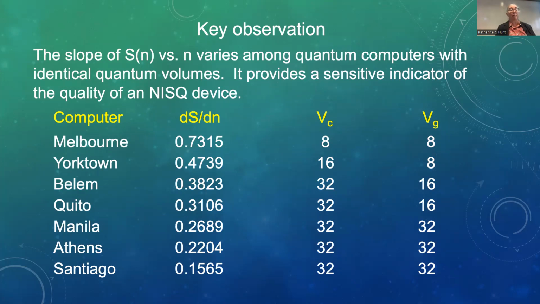And you can see for Melbourne, the slope of S is 0.7315. For a completely faulty quantum computer, that slope would be 1. But Santiago is quite good. The slope is about 1/5 roughly of the Melbourne slope.